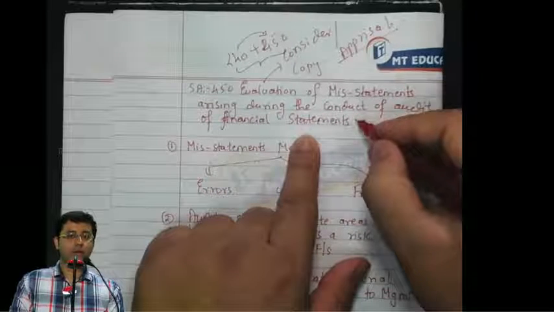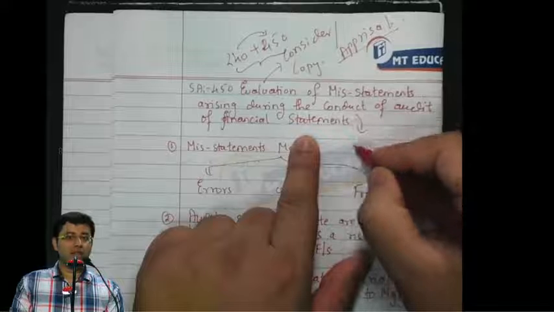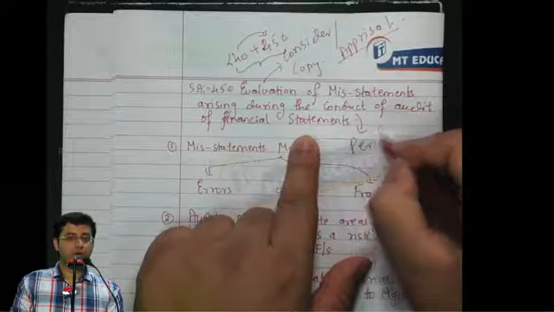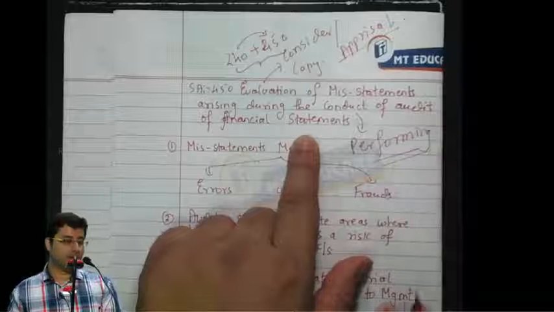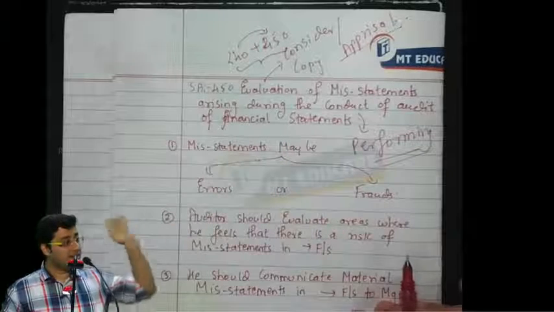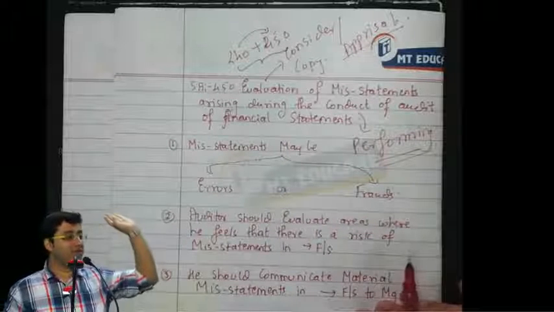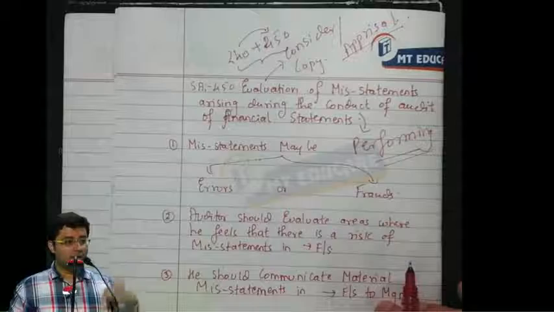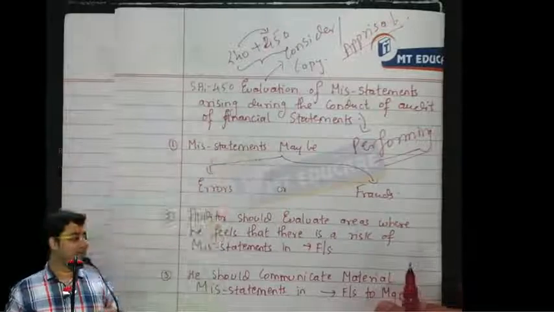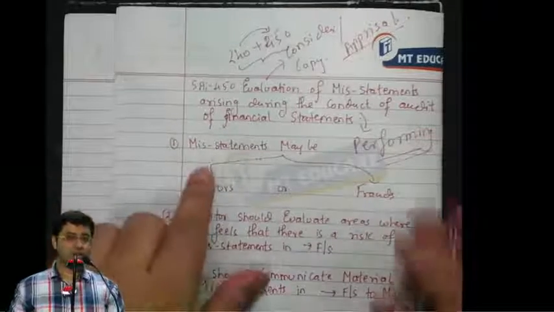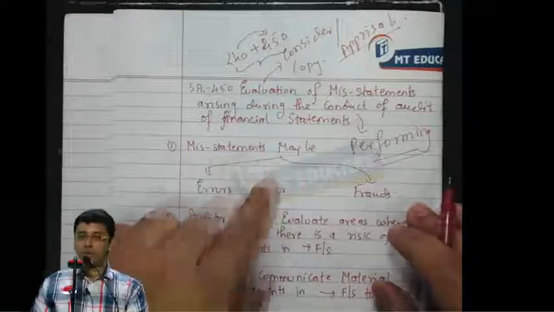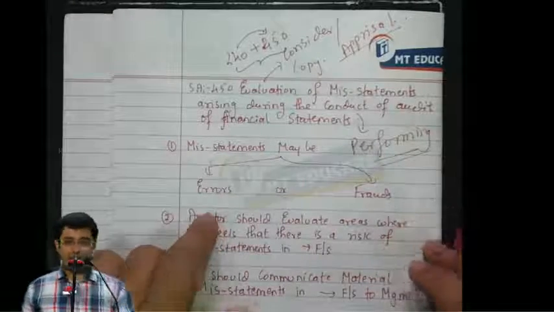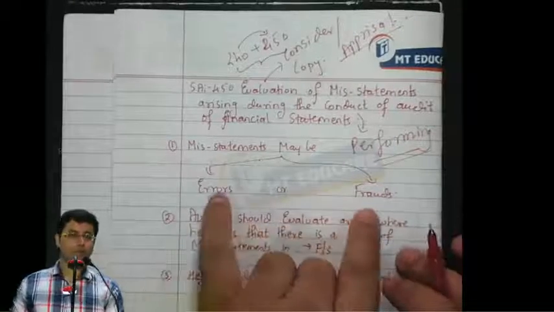So it is very clear that I am studying this standard while performing an audit. This standard is to be applied while performing an audit. We are not applying this standard at the time of planning for an audit or at the time of assessing the risk of an audit. We are applying it while performing an audit of financial statements. So what do you mean by the term misstatements? Several times we have understood that misstatements can be either in the form of errors or in the form of frauds.